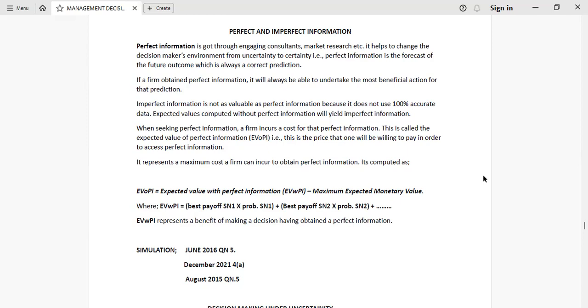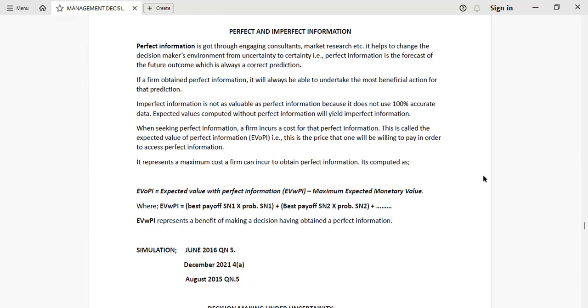So, maybe we can try to look more at the examination side, because the examiner may give you scenarios. The examiner may say that there is a consultant willing to give you perfect information, but he has issued you an invoice of, let's say, 20 million. And they tell you to advise the company on whether they should hire the consultant or not. In other words, the consultant is available, but the consultant's quotation or invoice is 20 million. Now they want you to find out, will that company be able to hire that consultant?